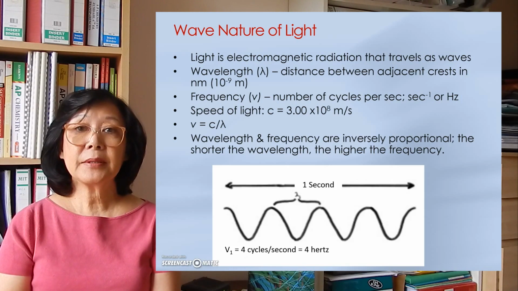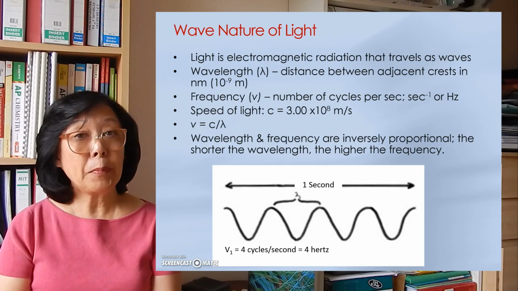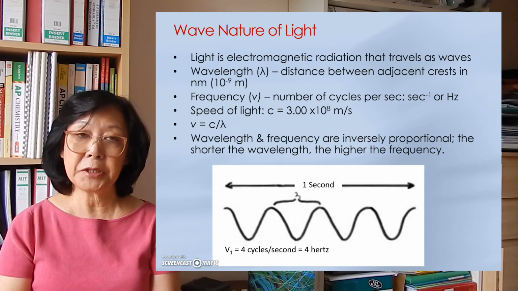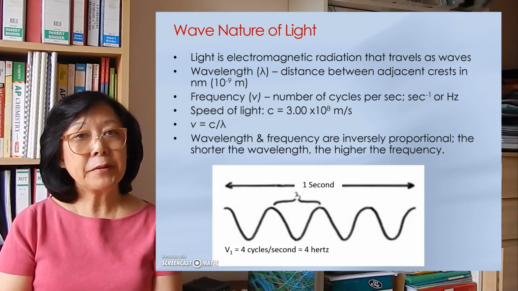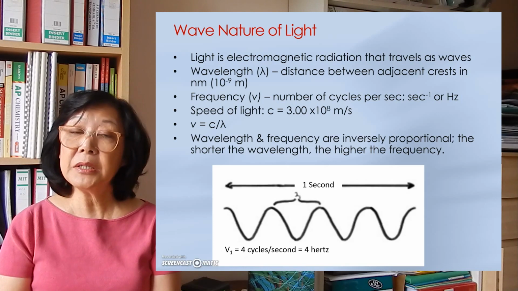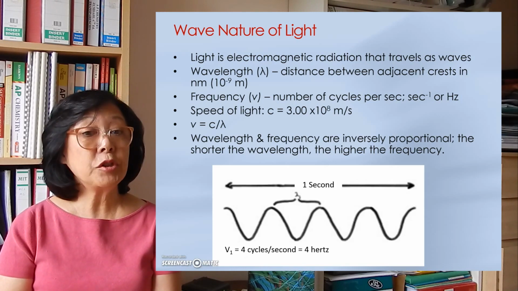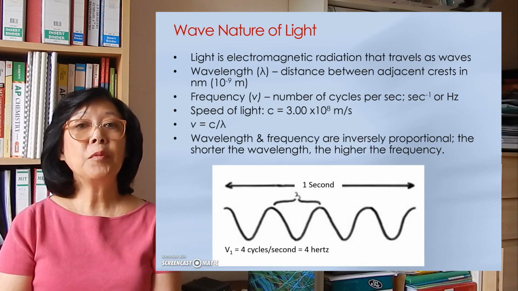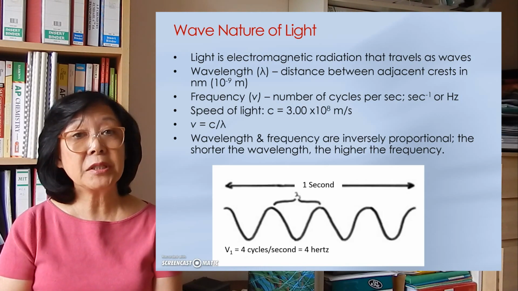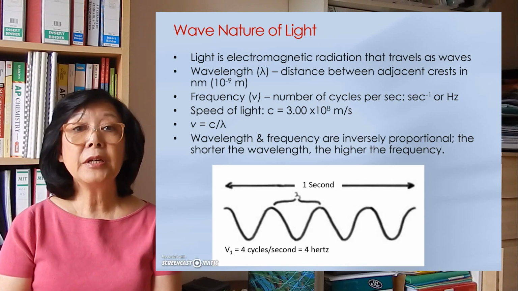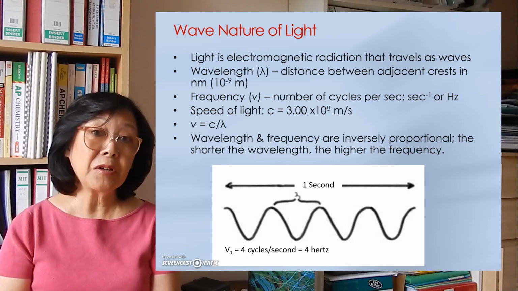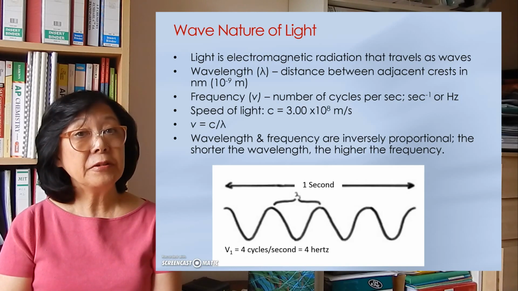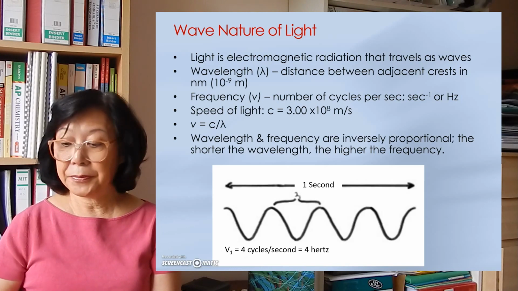Frequency is the number of waves that would go by per second, and it is in the unit of second minus 1 or hertz. Wavelength and frequency are related through a constant called the speed of light, which is 3 times 10 to the power 8 meters per second. Wavelength and frequency are inversely proportional to one another. That means as the wave gets longer, the frequency is lower, or when the wave is shorter, then the frequency is higher.